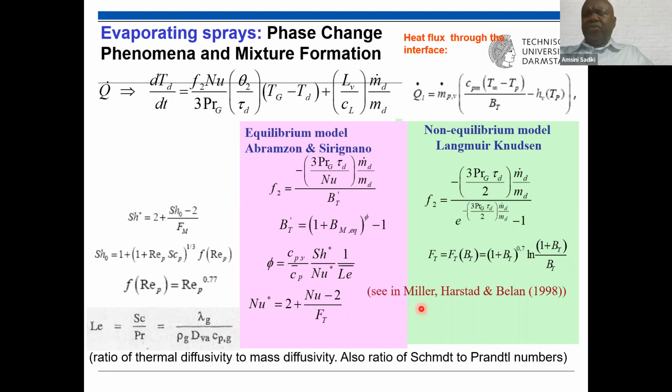Everything was explained yesterday, and for more details you can look at this paper, in which they try to summarize all existing evaporation rate models up to 98. At the moment we only have some changes, and we try to move the focus to multi-component sprays, but this is not the scope of this lecture today.